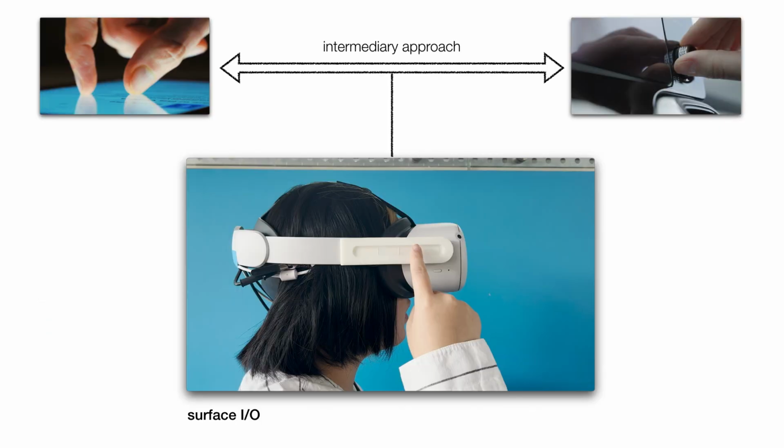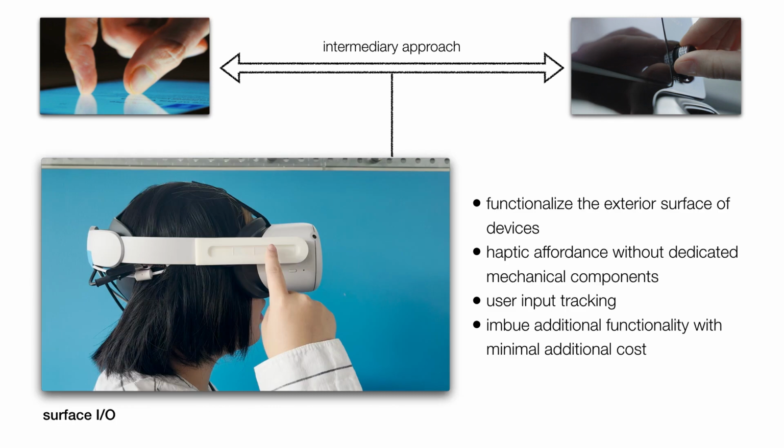Instead of the wholesale removal of tactile components from interfaces, we explore an intermediary approach which we call Surface I/O. This approach functionalizes the exterior surface of devices, allowing them to offer haptic affordances without dedicated mechanical components, while simultaneously enabling user tracking. We envision Surface I/O not necessarily replacing more traditional touchscreens and buttons, but rather being designed into existing surfaces as a way of imbuing additional functionality with minimal additional cost.